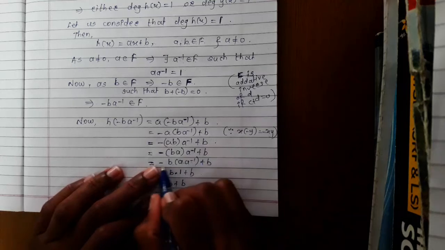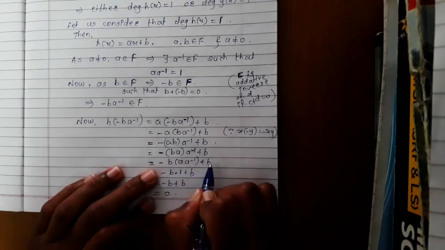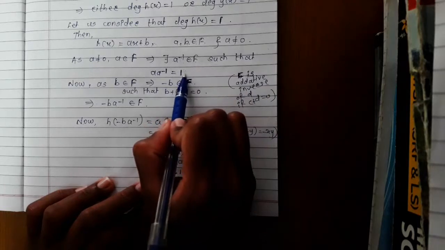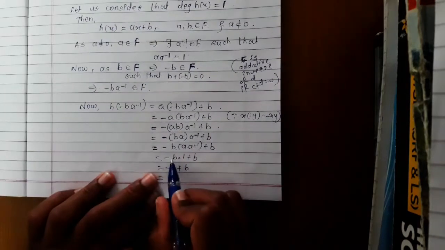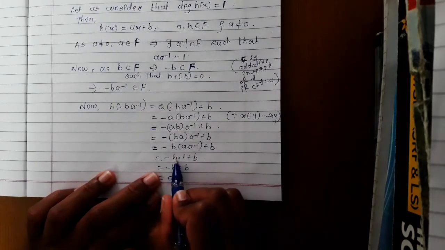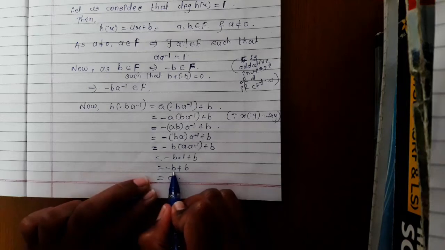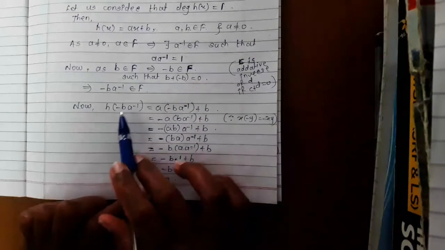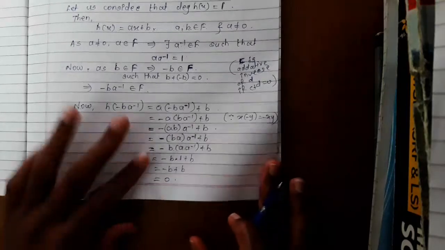Equals minus b into a inverse plus b. But what is a into a inverse? a into a inverse is equal to 1. So this term becomes minus b into 1 plus b, and minus b into 1 is equal to minus b. So minus b plus b is equal to 0. So we get h of minus b into a inverse is equal to 0.